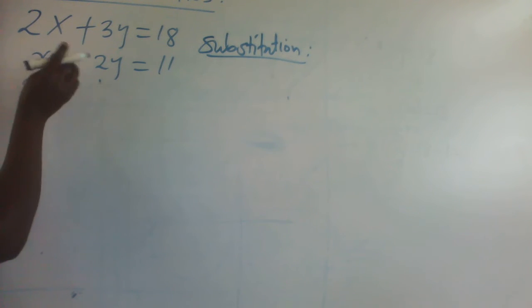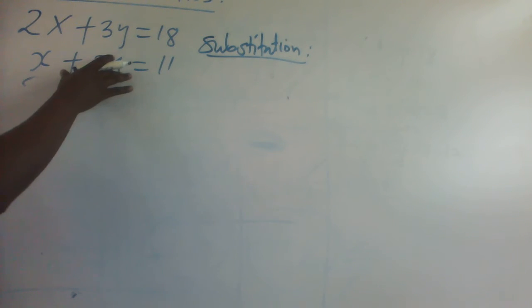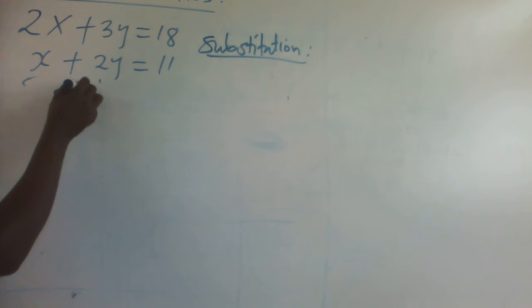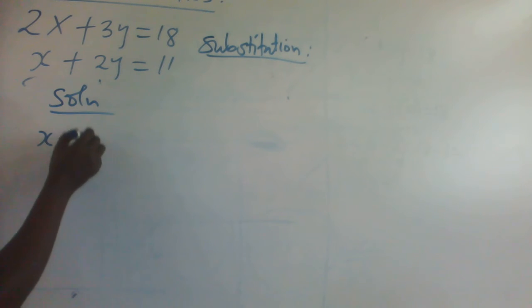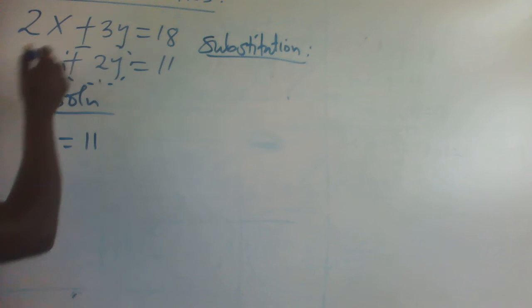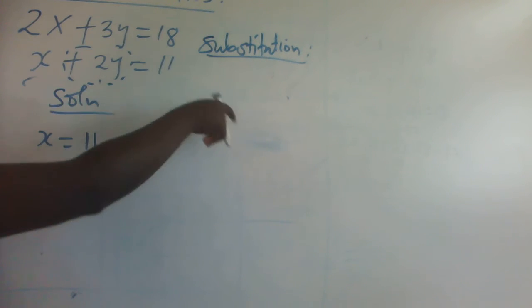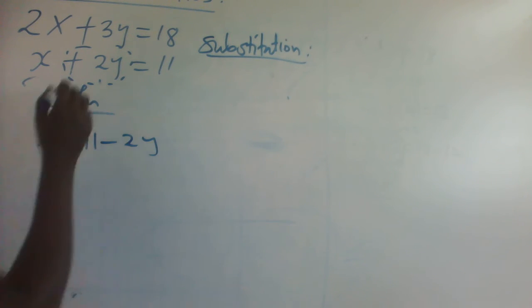Now, if I take the second equation, I make x the subject. I will have x equals 11. Take this term to the other side. You consider the sign, it is plus, so you take it to the other side. This will give you 11 minus 2y.